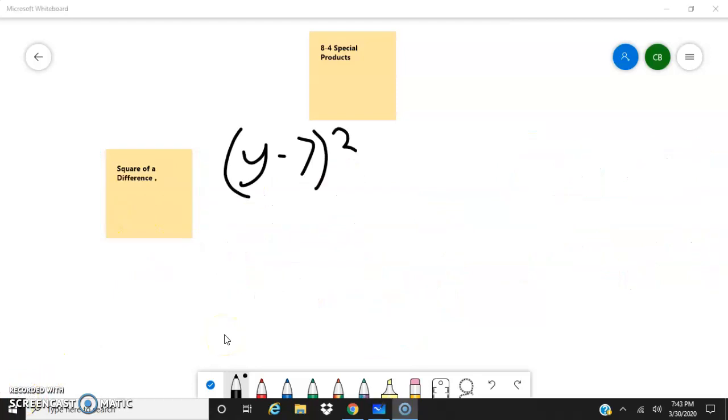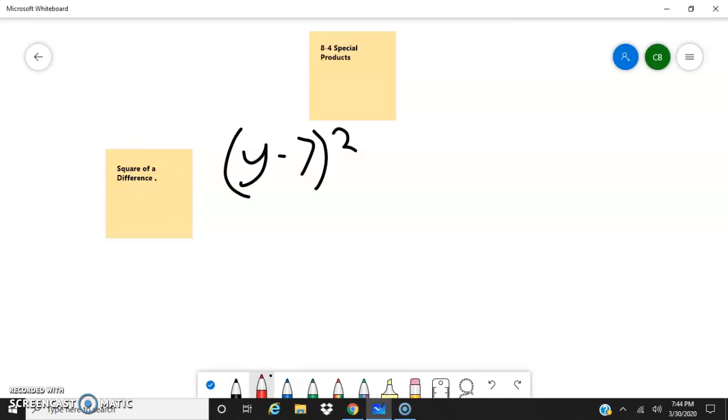Okay, and our next one that we're going to get into is a square of a difference. Notice that if you remember back to early Algebra 1, a difference is an answer to a subtraction problem. So our operation that's going on here is subtraction, hence the term square of a difference. So whenever we get into this one, y minus 7 squared.